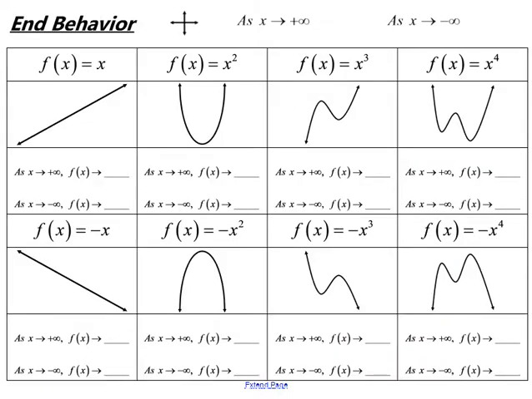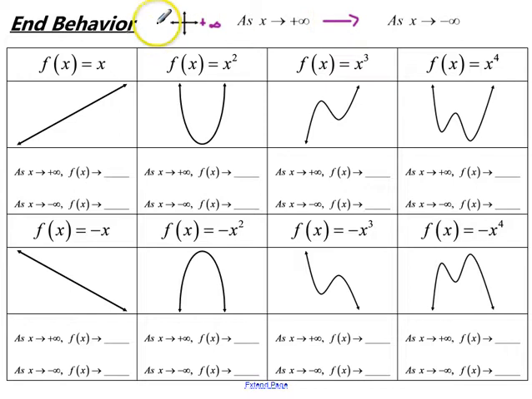So next let's talk about end behavior. When we're talking about end behavior, we want to know what is happening at the ends of the graphs as we approach positive infinity on the x-axis, that's in the right direction of the graph.